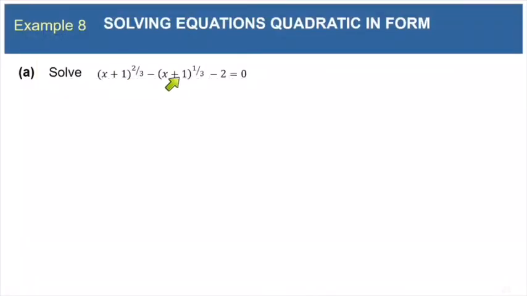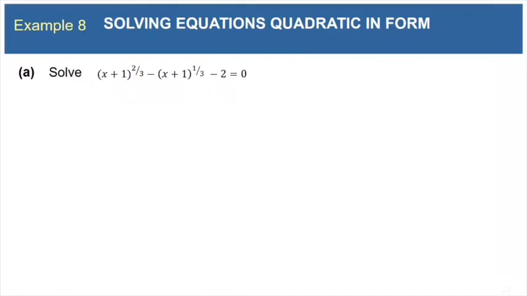So look at this equation. It looks absolutely horrible. It says (x plus 1) to the 2/3 power minus (x plus 1) to the 1/3 power minus 2 equals 0. And you look at something like this and you just throw up your hands and you say, oh my gosh, I would know what to do if it were a quadratic equation, but I don't know what to do with these fractional exponents. This looks really hard.